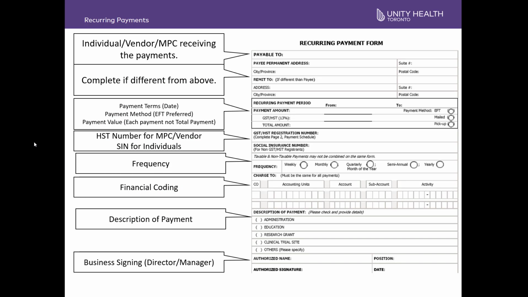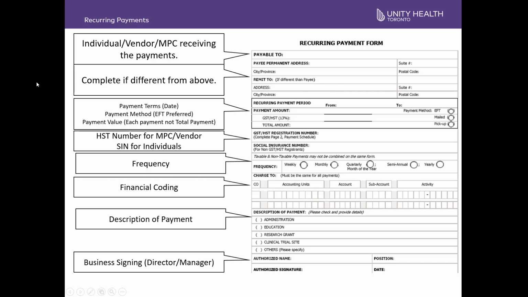Here we will discuss the purpose of each section on the recurring payment form. On the top side of the form, you can mention the individual or vendor or medical practice corporation receiving the payment. If another organization, such as SMHA, is receiving the money and managing the funds on behalf of an MPC, you can mention that information here.